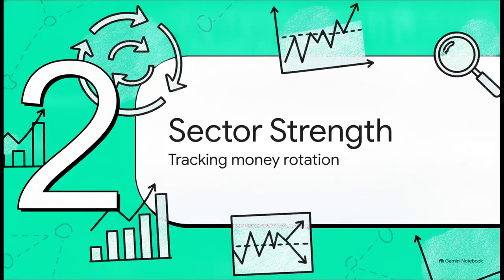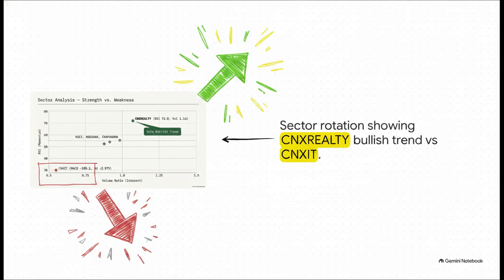Let's pivot to Section 2, Sector Strength and Weakness. We're going to track some institutional money rotation here. So beneath the surface of those neutral indices we just talked about, there's a pretty stark divergence happening. Most sectors are clustering around that neutral 50-level momentum line in the middle. But check out CNX Realty. It stands out dramatically. It's flagged as the single bullish trend on here, sporting a high relative strength index of 72.0 and a really solid volume ratio.